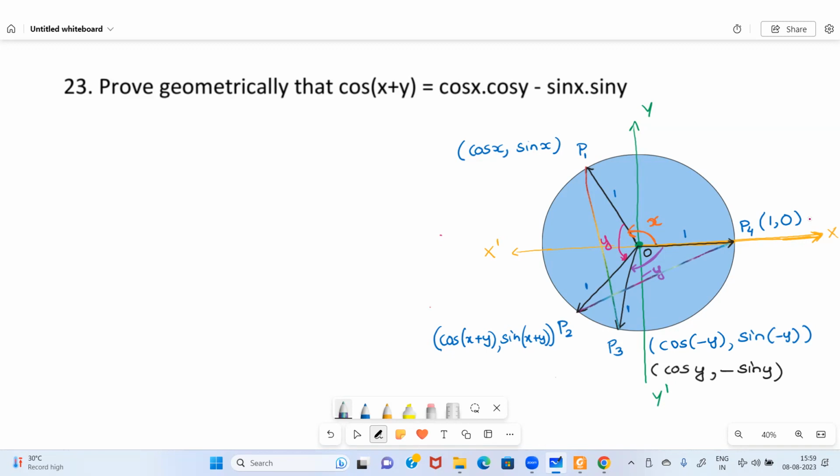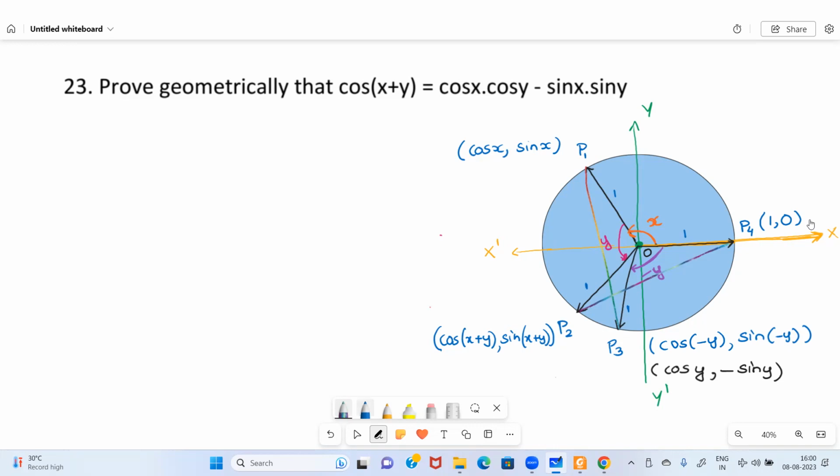We can very easily prove that. See, you can clearly see OP2, OP4 unit length, correct? Because they represent the radii. Similarly, OP1 and OP3 also represent the radii. So if you see, very easily we can prove according to SAS rule of congruency, the 2 triangles are congruent.